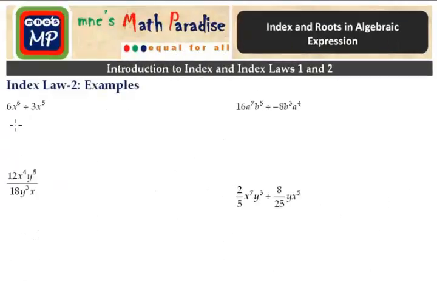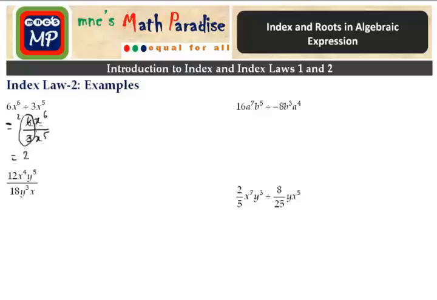Let us do some simplification using index law 2. In the first example, the first term is 6x to the power 6 divided by 3x to the power 5. What we will do is first write 6x to the power 6, and this division we will write as a fraction, over 3x to the power 5. We will do the value part calculation first. So 3 and 6 will cancel as 2. So we are getting value part 2.